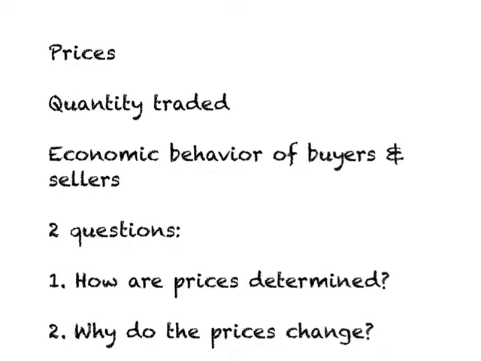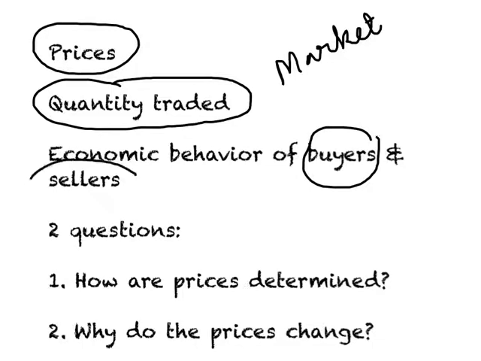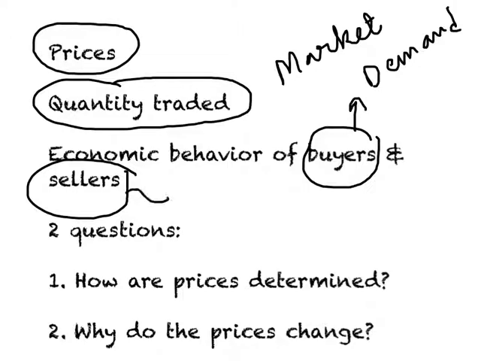We have been interested in understanding prices and quantity traded, and we know all these are determined in a market, and a market has two types of economic agents, the buyers and the sellers. The behavior of buyers is studied through the demand side of the story. The behavior of sellers is studied through the supply side of the story.